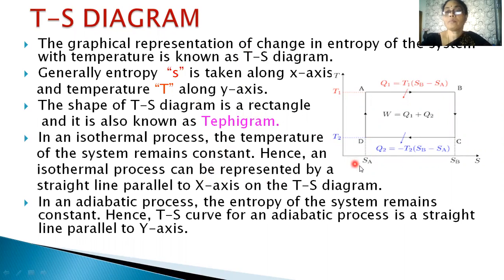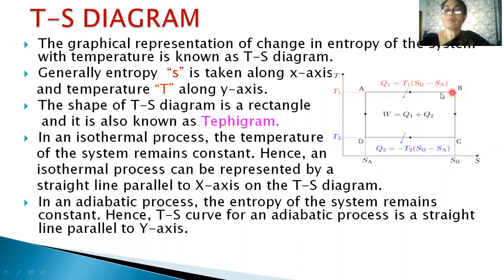The TS diagram is nothing but the graphical representation of changes in entropy and temperature. Generally, entropy is taken on the x-axis and temperature is taken on the y-axis. The shape of the TS diagram is a rectangle and it is also known as a tephigram.